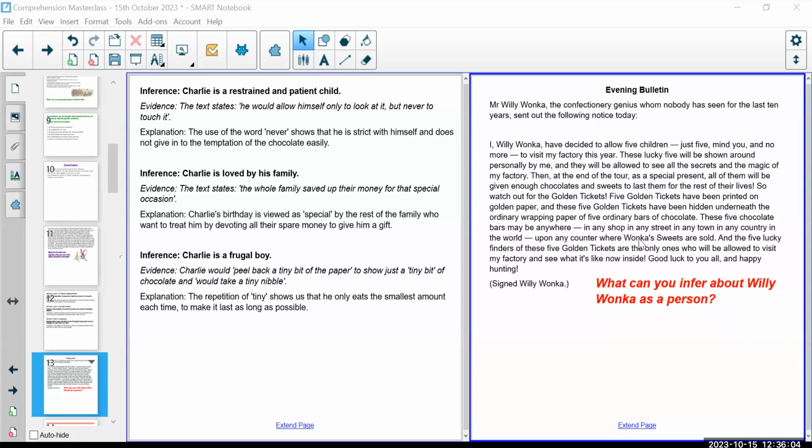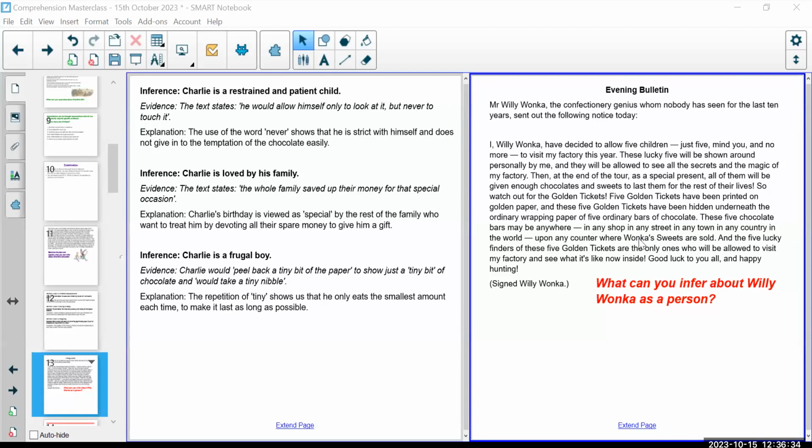Okay, a lot of these are the idea about being generous, which is good. If you said about the generosity, that's excellent. This is another interesting one. He's a very good businessman and he's very creative. Yes. So the five chocolate bars may be anywhere in any shop, in any sweet street, in any country. This shows that everyone will be buying his chocolates to enter the competition and has created this wonderful idea for everyone. Yeah, excellent. Very savvy, isn't it, really?